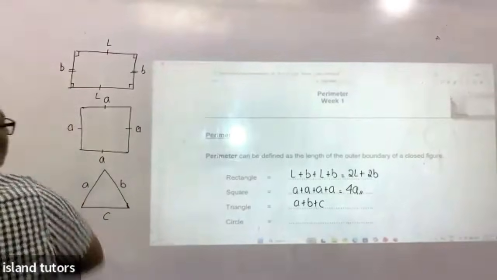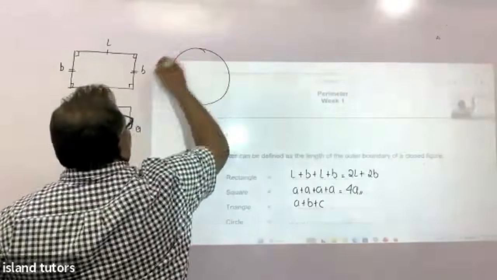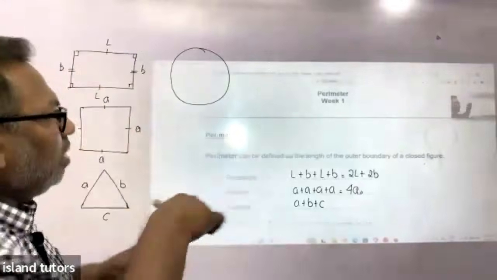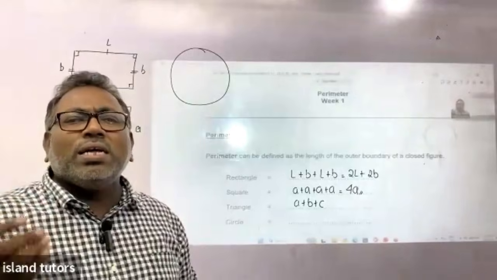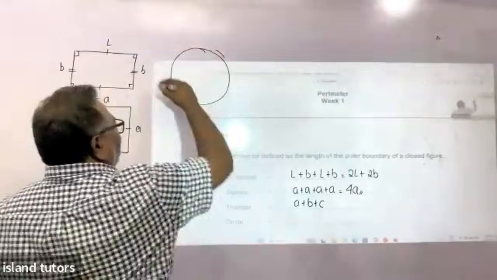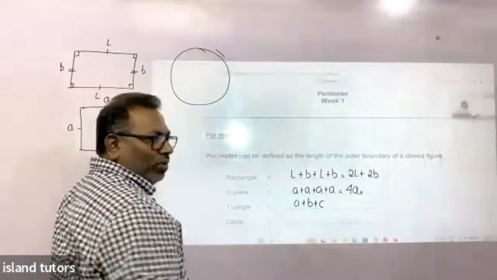I'll just draw it here. So you have your circle here, and we want to find the perimeter of this. Actually, it's called the circumference of a circle. So the circumference of a circle is the same as the perimeter, and we have a formula for that. What is that?